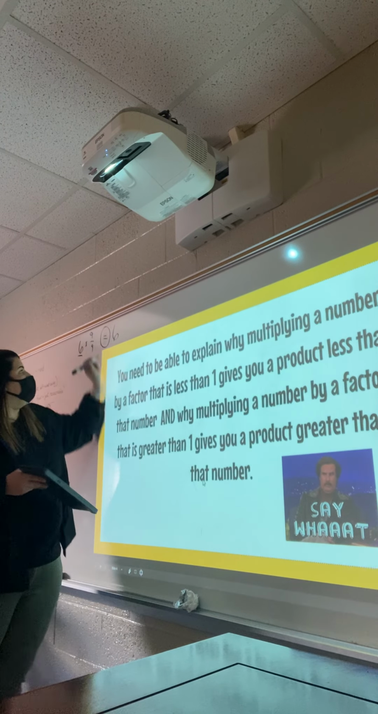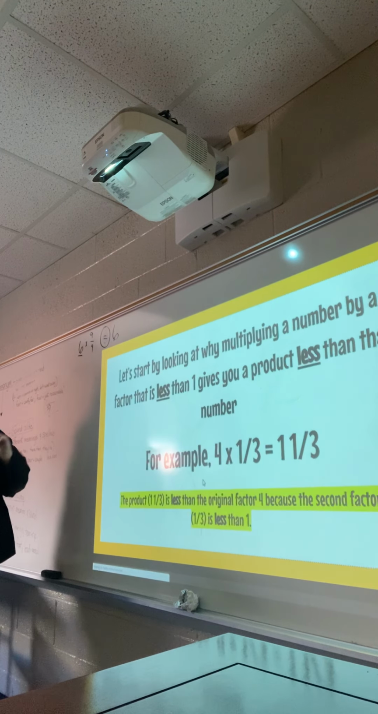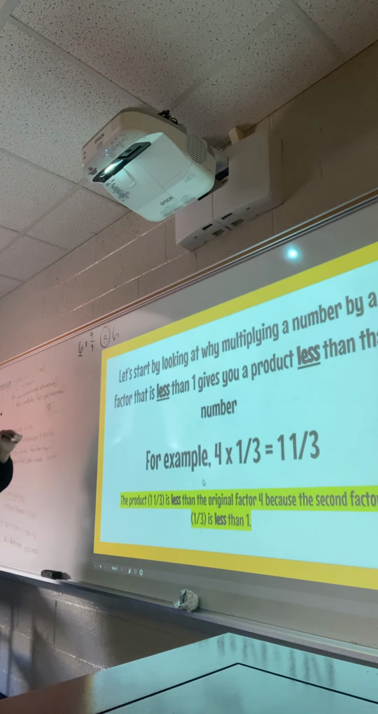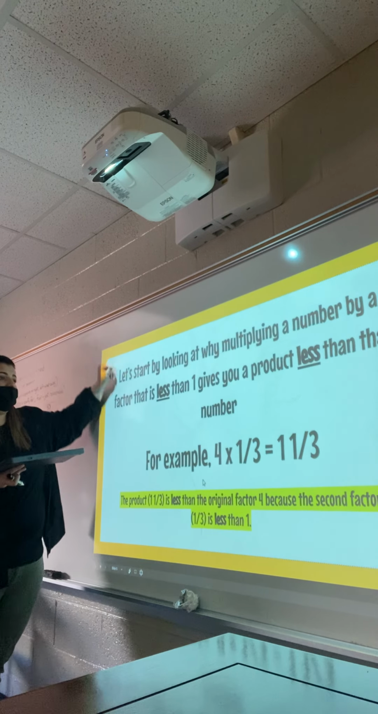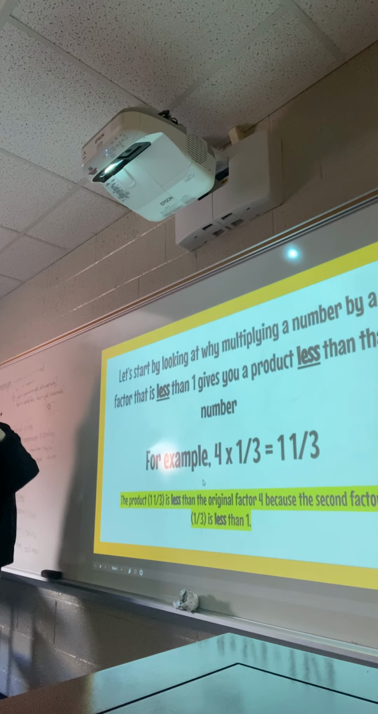Equal to, right? So it's going to be equal to. So let's look at that again. When you multiply a number by a factor that is less than 1, it gives you a product less than that number. All right, so that's our rule. For example, if you multiply 4 times a third, you get 1 1/3. That's less than 4, right?